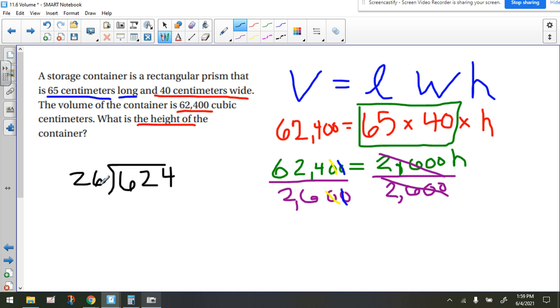All right, so finish that up and just make sure you know that it's not going to be cubic. It's a one-dimensional thing. Height can be represented with a piece of string, which is one-dimensional. So we're talking about just regular centimeters. It's not square centimeters, it's not cubic centimeters, but regular centimeters.